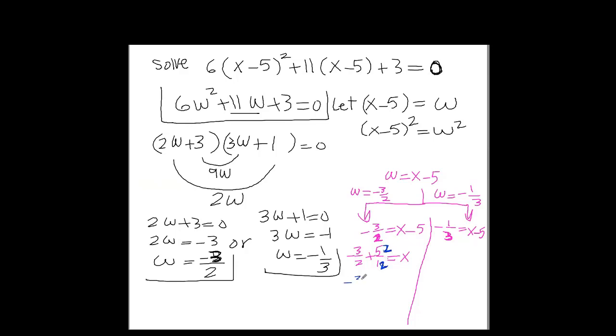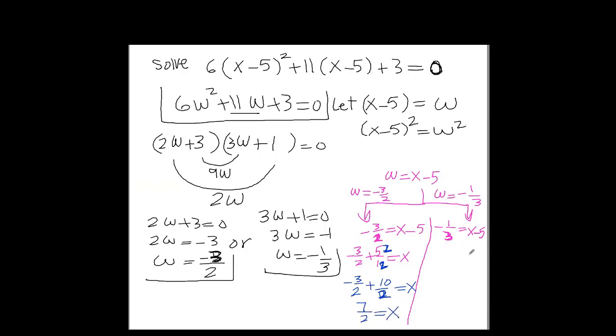So I get -3/2 plus 2 times the 5, which is 10 over 2. That's my x. And here I get negative 3 plus 10. They give me 7 over 2. That's one solution for x.